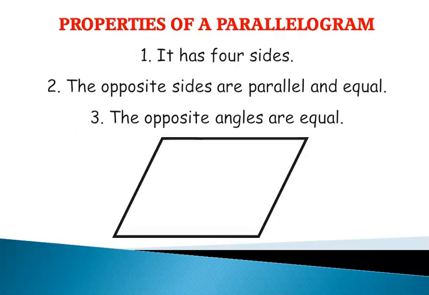Alright, now we have a parallelogram. This is a parallelogram. Can you see the shape? It has four sides. That property is common to all quadrilaterals. The opposite sides are parallel and equal. As you can see, these sides are parallel and equal. These sides are parallel and equal. And then the opposite angles are equal. So this angle here is equal to this angle here. This angle here is equal to this angle here.